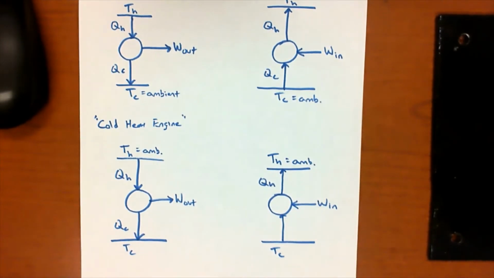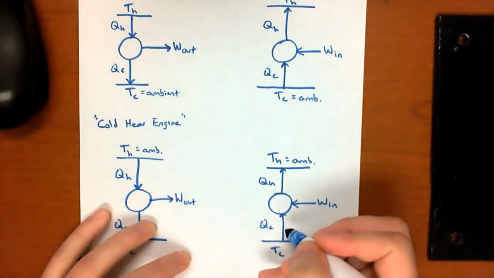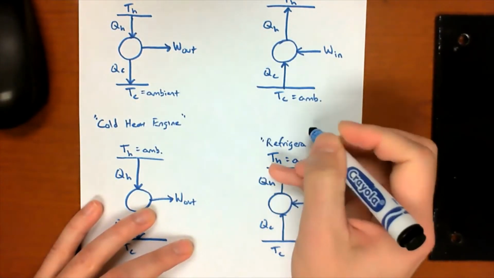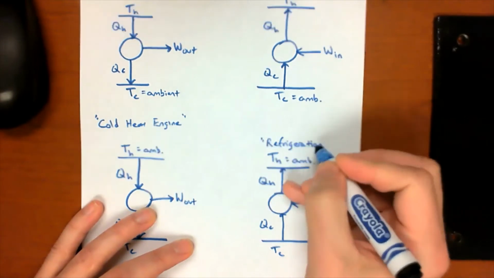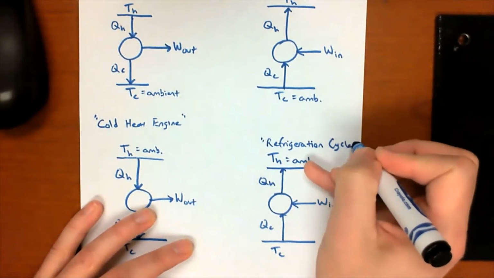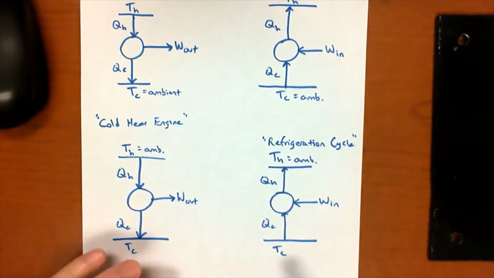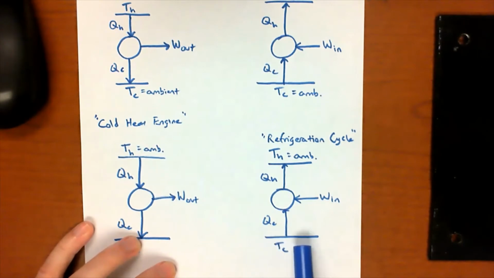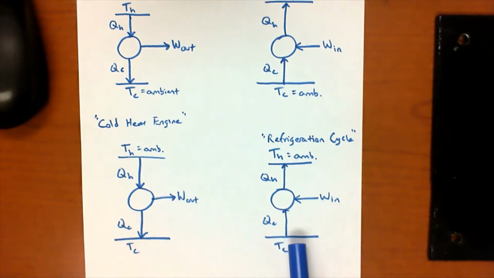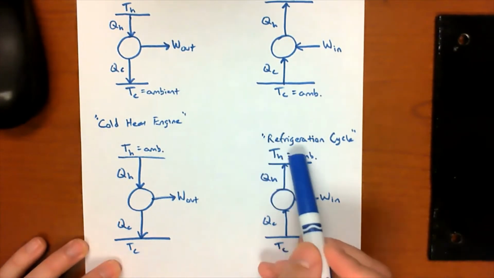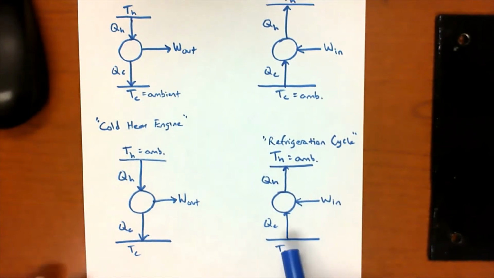So what is an application of this? This is actually a refrigerator, or a refrigeration cycle. So T hot is your house. That's the temperature of the air in your house. T cold is the temperature inside your refrigerator, or inside your freezer, something like that. Or this could be an air conditioner, where T hot is outside your house in the summertime and T cold is inside your house in the summertime.